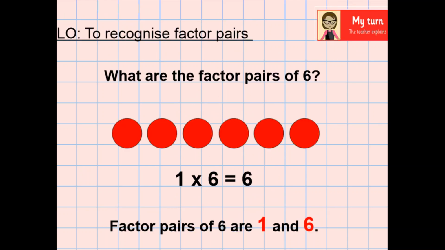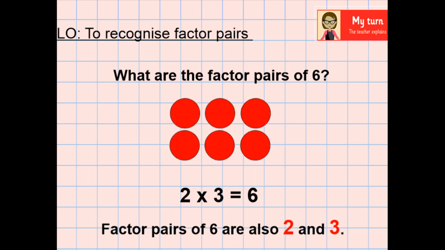So we're going to find out more about factors, and here we're going to look at the number 6. So here is an array, and this shows one lot of 6. We can show that in multiplication as 1 times 6. 1 times 6 equals 6. But the number 6 here has been made up of one row of 6, one lot of 6. And so the factor pair of 6 is 1 and 6.